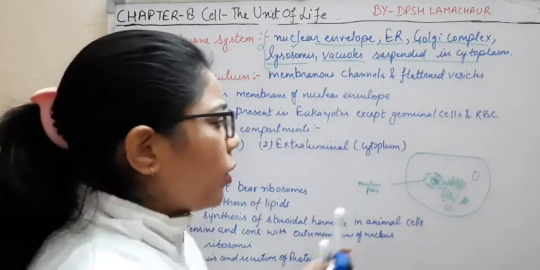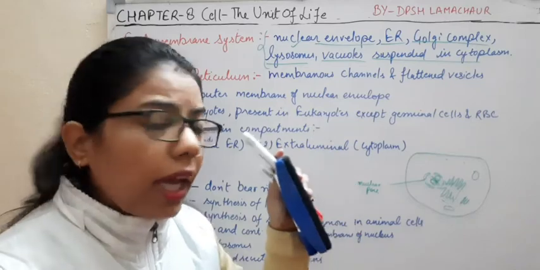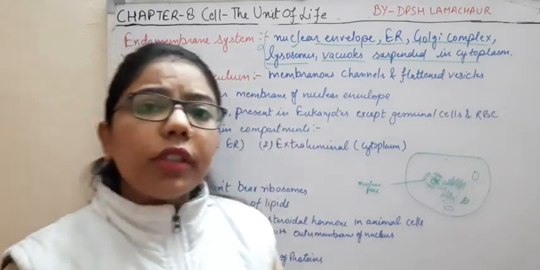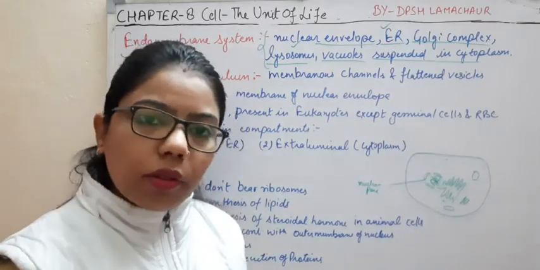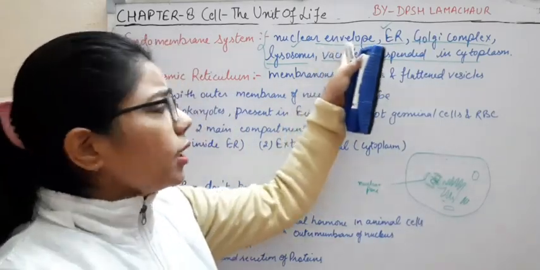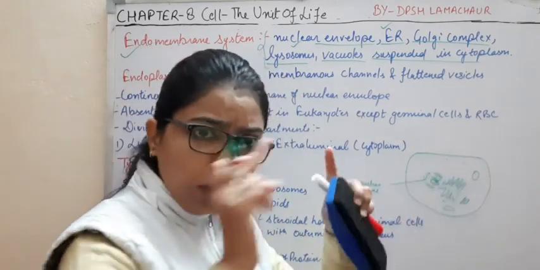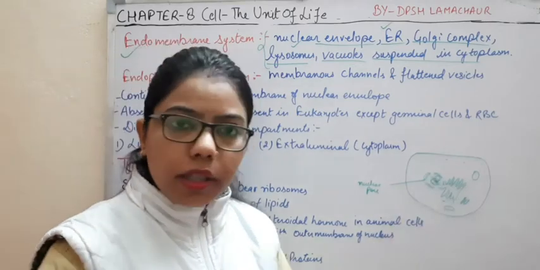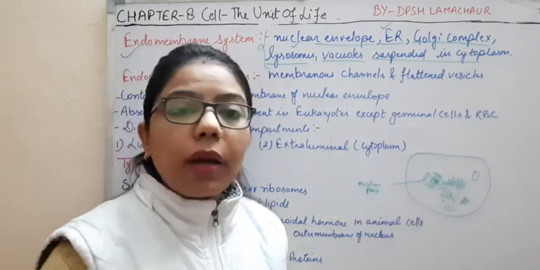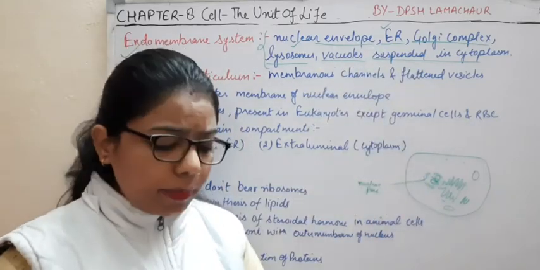So what are we going to study today? The endomembrane system. And in this, we will start with the first one, that is the endoplasmic reticulum. We are not discussing the nuclear envelope, because the nuclear envelope is the outer covering of the nucleus. When we study the nucleus, we will study more about the inside part of the nucleus. So here we are starting with the endoplasmic reticulum.